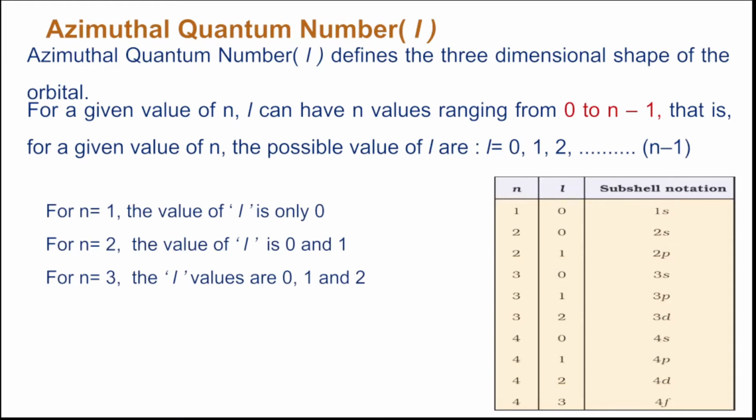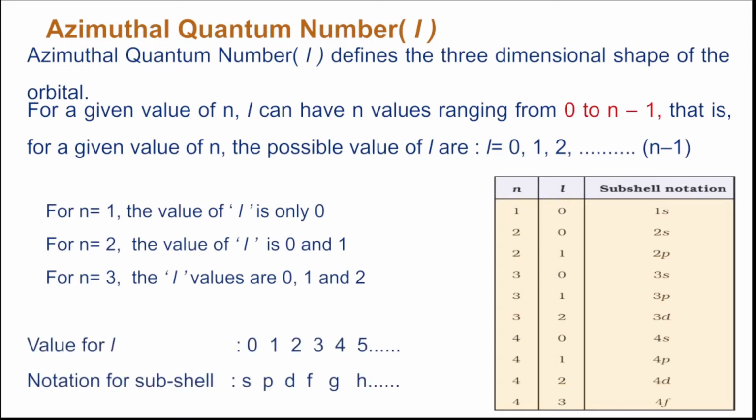Likewise, when n is equal to 4, it can have values 0, 1, 2 and 3. That means an f subshell also can be found. L equal to 0 represents an S subshell, 1 represents a P subshell, 2 represents a D subshell, and 3 represents an F subshell, 4 represents a G subshell, and 5 represents an H subshell. But for the exam, you need to learn up to L is equal to 3, that is till the F subshell.